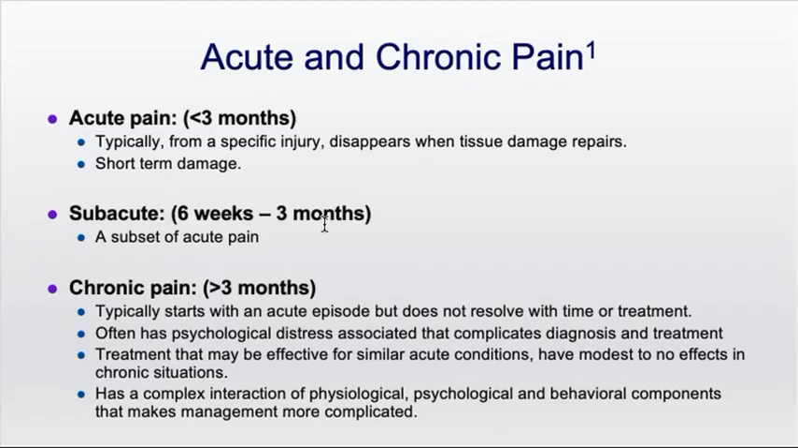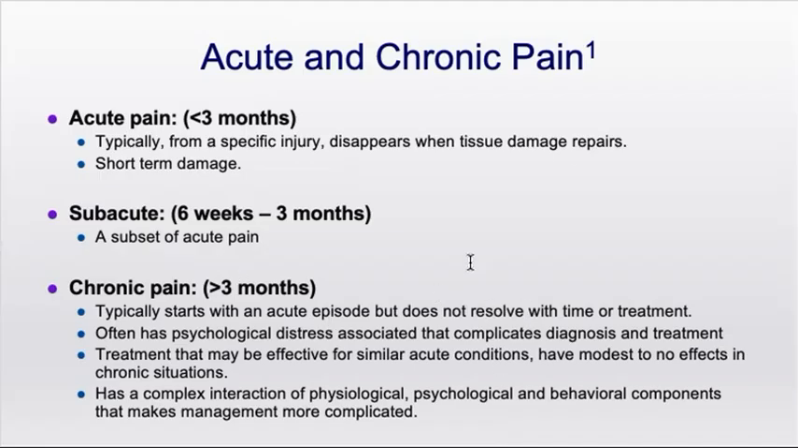Chronic pain, on the other hand, is more than 3 months. Typically, chronic pain starts with an acute episode of pain, but it doesn't resolve within that 3 month time period. There's often more psychosocial and psychological stressors that are contributing to pain in this chronic phase. And this can complicate our understanding of the injury. This can complicate our decision making in terms of treatment, and it can actually impact diagnostic criteria.